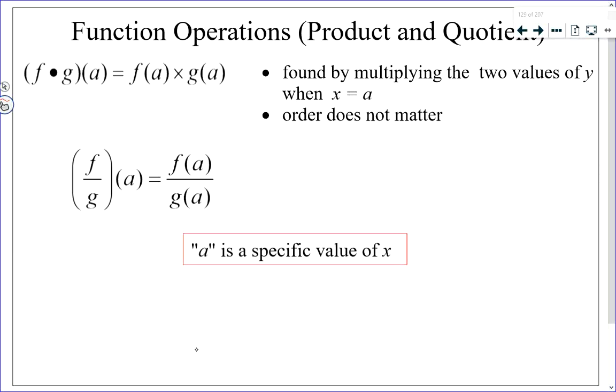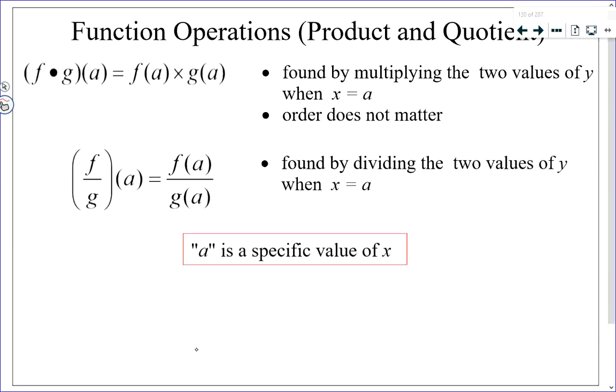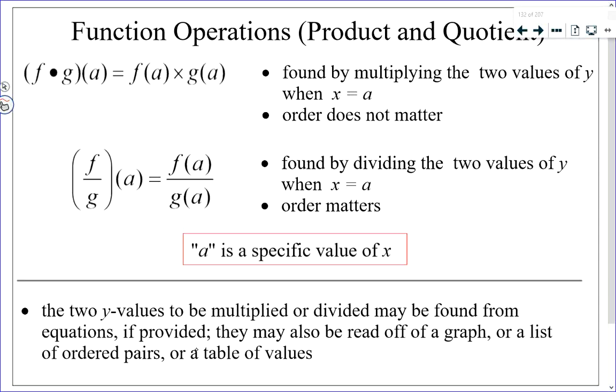F of a is simply a y coordinate, so is g of a. So this is found by dividing the two y coordinates. You take the y coordinate on f at x equals a, divided by the y coordinate on g at x equals a, to get f of a over g of a. And again, order matters because the order of division is important. Where do you get these y coordinates from? Whether you're adding or subtracting or multiplying or dividing, again, you can get them from graphs of equations, from tables of values, from the actual equations themselves or lists of ordered pairs, a lot of different ways that they might be presented.